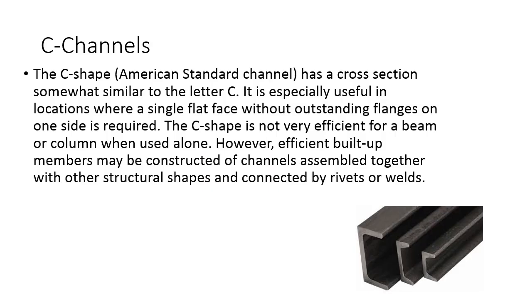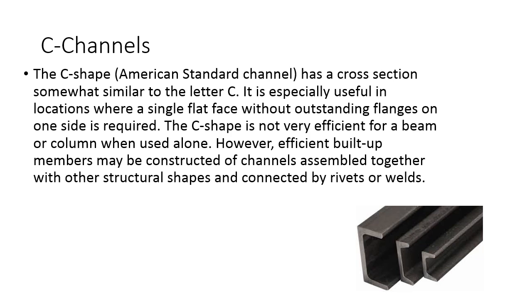The C-shape American Standard Channel has a cross-section somewhat similar to the letter C. It is especially useful in locations where a single flat face with outstanding flanges on one side is required. The C-shape is not very efficient for beams or columns when used alone. However, efficient buildup of members may be constructed of channels assembled together with other structural shapes and connected by rivets or welds. So if you need a piece and you just need a flat side on one side, this is your piece. It's kind of like an I-beam cut down the middle.